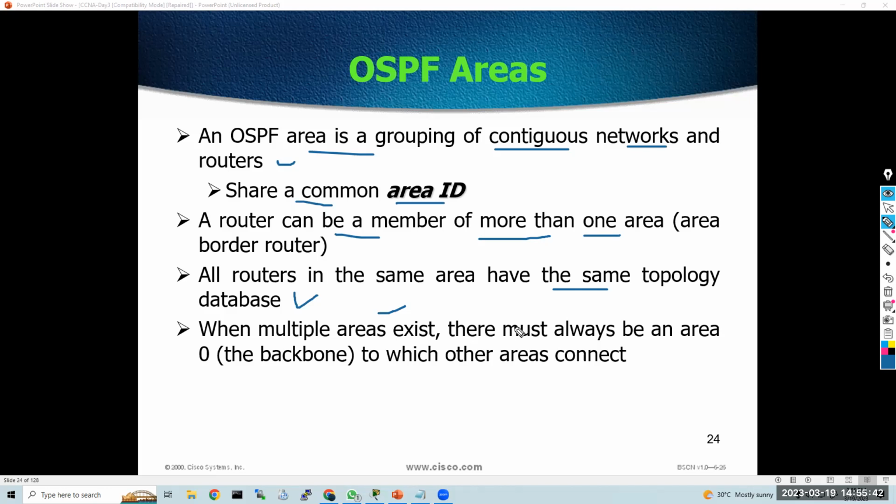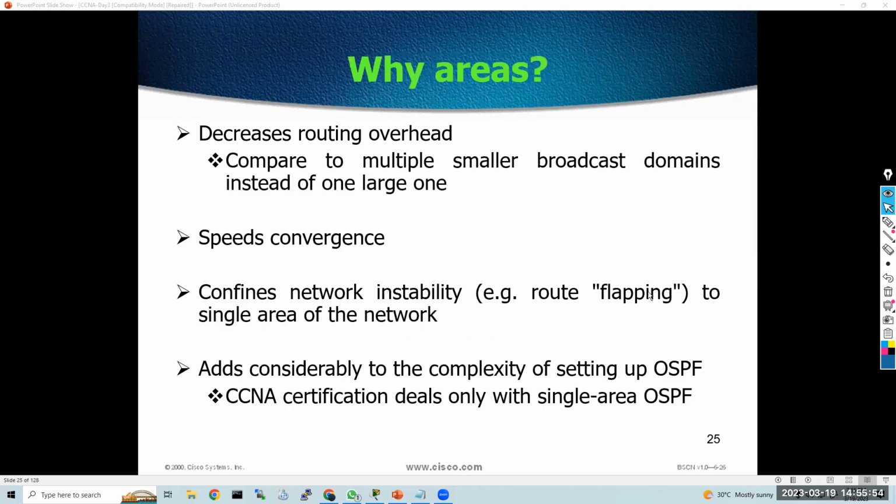When multiple areas exist, there must always be area 0. If you have more areas, keep in mind you must have area 0, which is the backbone area. Why this area concept? It decreases the routing overhead, compared to one large broadcast domain, you have multiple small ones. Otherwise, unnecessarily, with a lot of areas everybody will communicate.